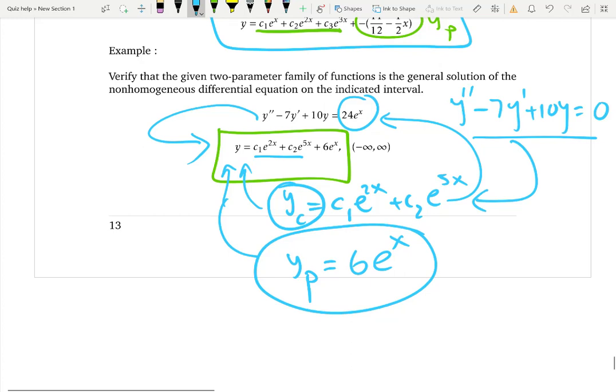It's just we want you to get used to the language in this chapter before we move on. And in the future chapters, what you're going to learn is how to find the complementary solution, how to find the particular solution given through this G.